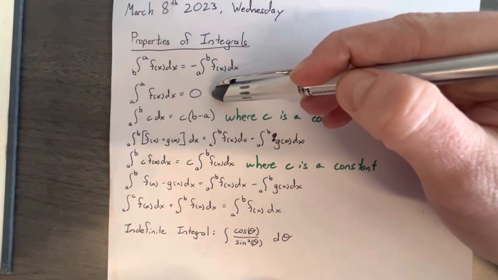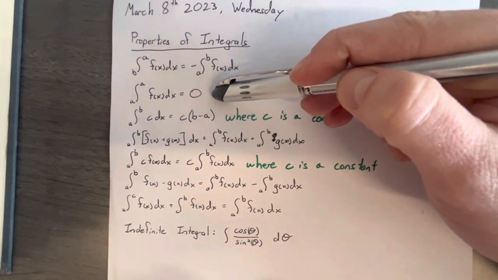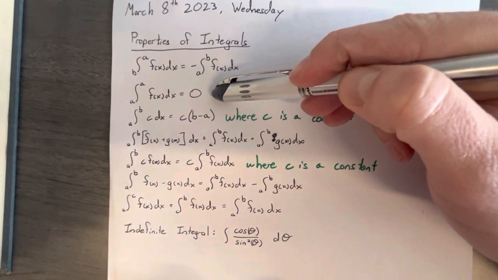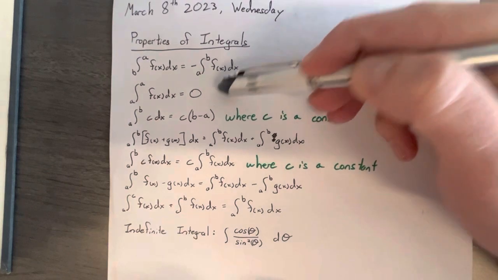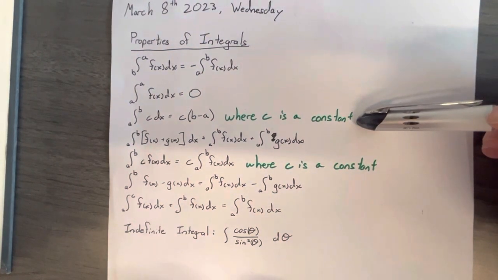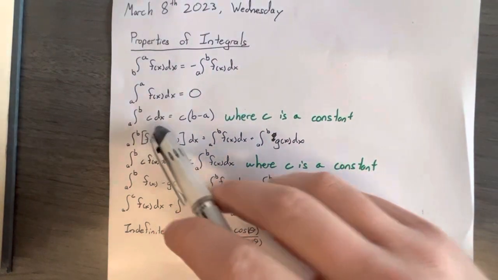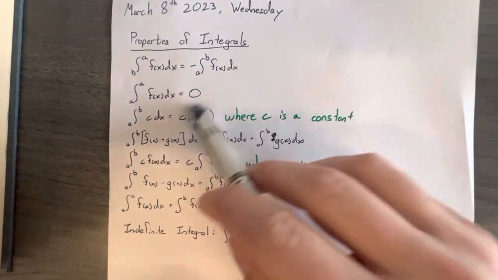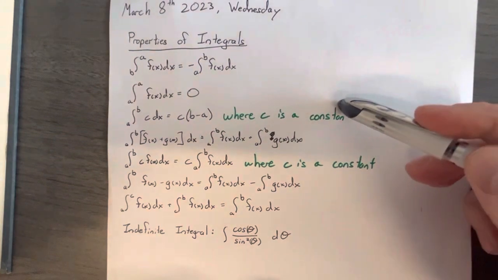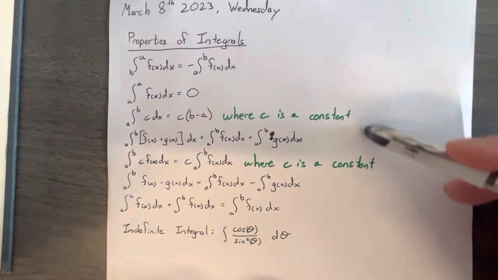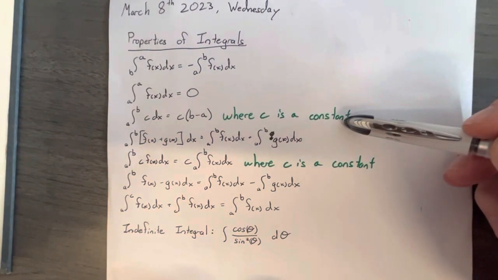Second one, if we have an integral from a to a, that's as though you're not really going anywhere, right? So that means that area under the curve has to be 0. Next one, we're looking for an integral from a to b of some constant. You can think of that as kind of like just a rectangle, right? Think a constant's just a straight line for your graph. So you have that nice area under the curve.